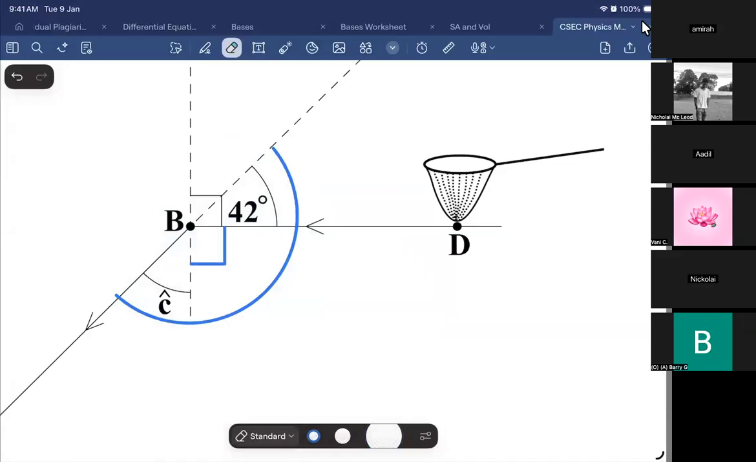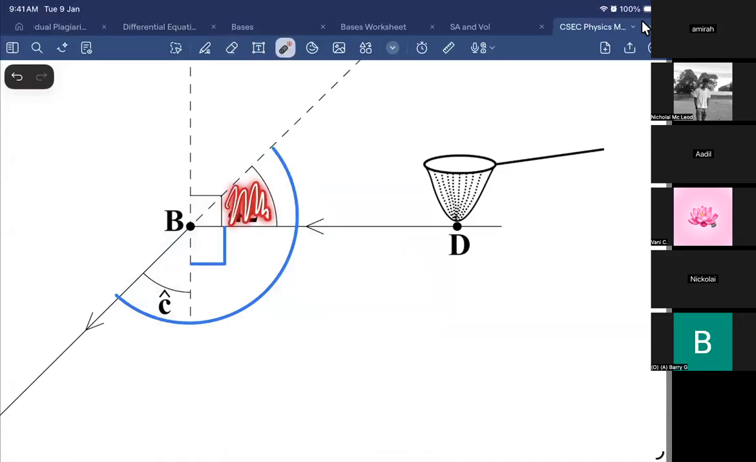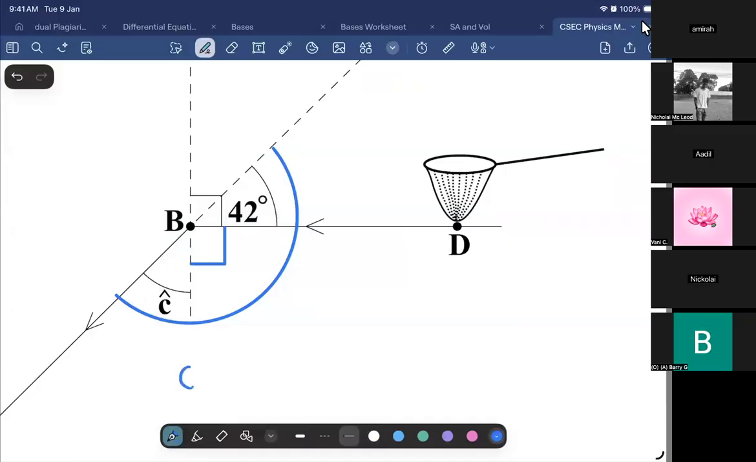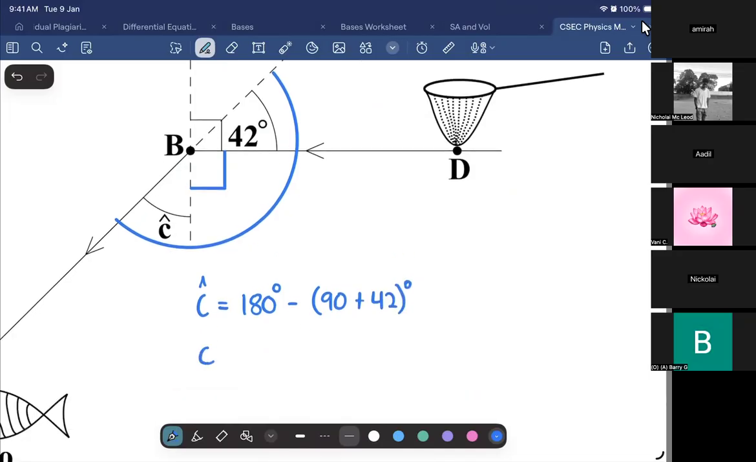So guys, if this is 42 here, this is 90. What am I gonna find for C? 180 minus the result of 90 plus 42. Perfect. So 180 degrees minus 90 plus 42 degrees. And what would you get? 48 degrees, sir.